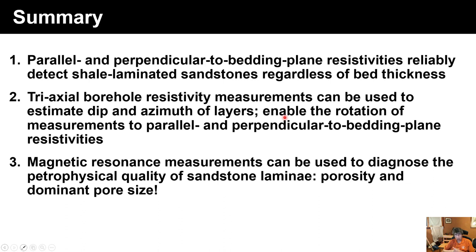So this tool, the triaxial borehole induction tool, allows you to, number one, estimate the dominant dip and azimuth, and second, it allows you to rotate the electrical resistivity measurements to give you one parallel and one perpendicular to bedding plane. Last but not least, if you combine those electrical resistivity measurements with magnetic resonance measurements, then there's a very good possibility that you can estimate the petrophysical quality of the intralayers of sandstone.